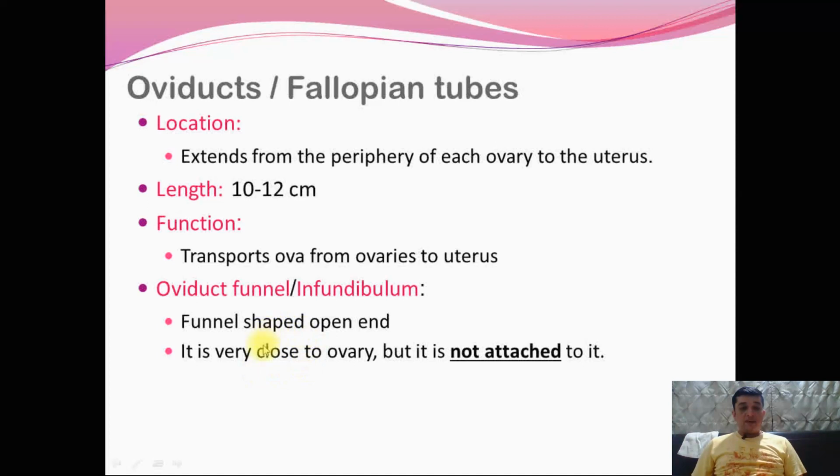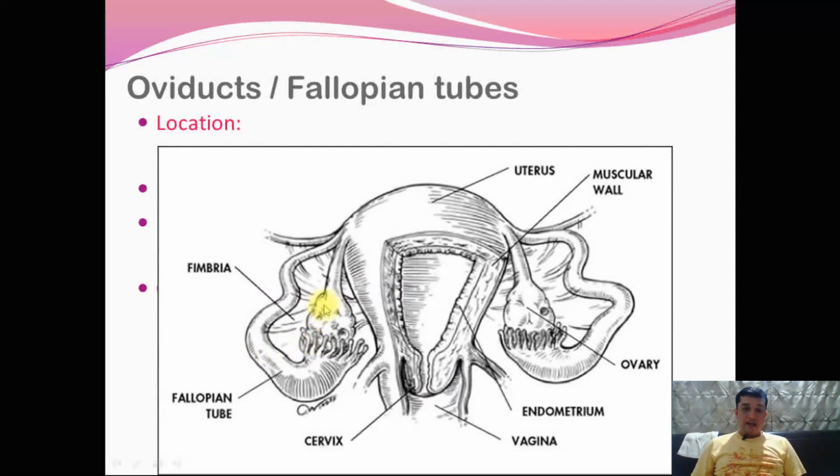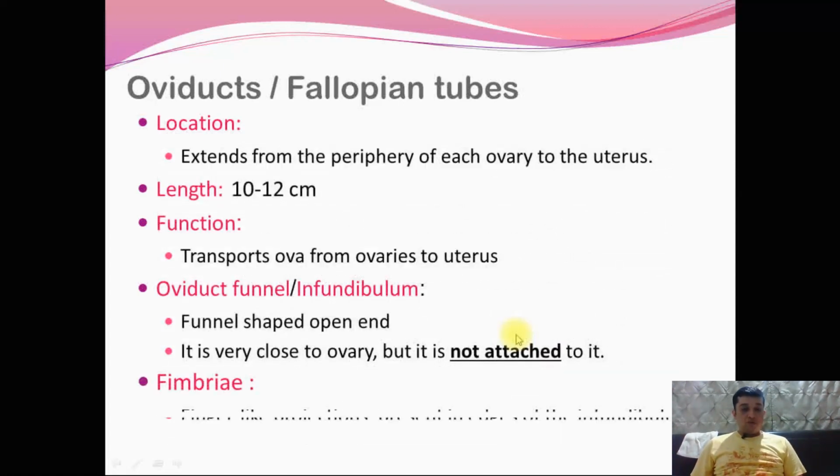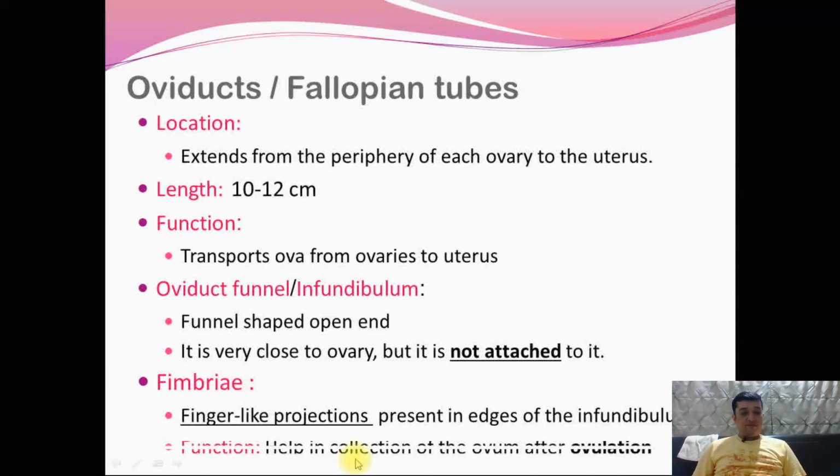As I told you, it is very close to the ovary but not attached to it. Let us check one more diagram by which you will understand it very clearly. You can see this is the ovary, these are the fimbriae, and the fimbriae are very close to the ovary. I hope it is now clear to you. It is a finger-like projection. So if someone asks about the anterior part of the infundibulum which has finger-like projections, your answer will be fimbriae.